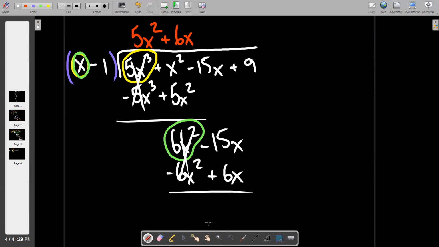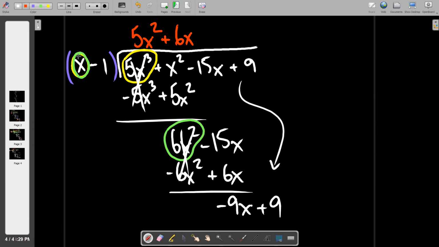Cancel those out. Pray to God that we know how to add basic numbers. Good job, Micah. Negative 15x plus 6x is negative 9x. Drop the next one in the queue, plus 9, and we are back to the start line. Third verse, same as the first.